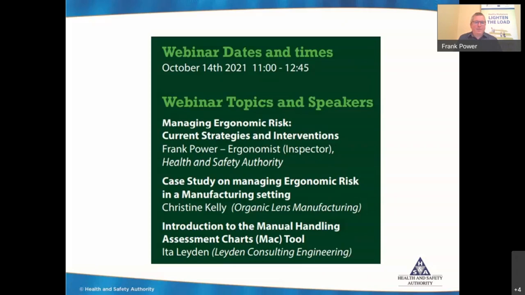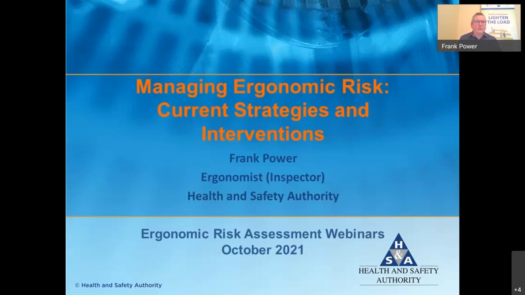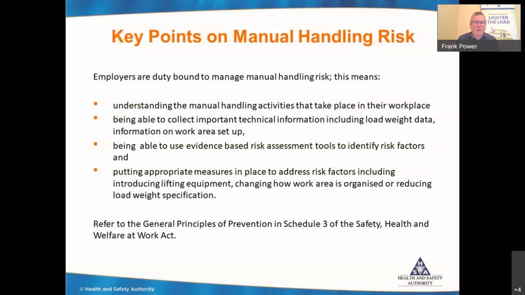So without further ado, I'll go through the Health and Safety Authority's approach to managing ergonomic risk, current strategies and interventions. First thing I have to say is, we have legislation with respect to managing manual handling risk. It's been there for many, many years. Part of that regulation is that employers are duty bound to manage manual handling risk. So this means they need to consider how they're going to understand what aspects of manual handling take place in their workplace. They need to be able to collect important technical information, including load weight data and information on work area setups. They need to be able to use evidence-based risk assessment tools to identify risk factors, and then based on that, identify the risk exposures in terms of high risks or very high risks, and address those by putting appropriate measures in place to address those risk factors.